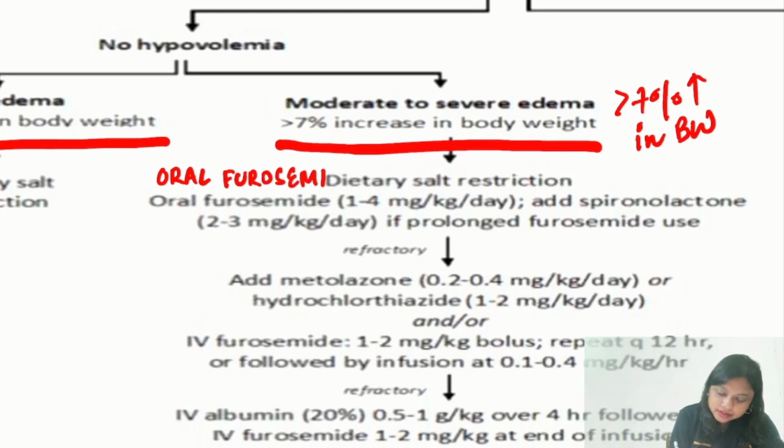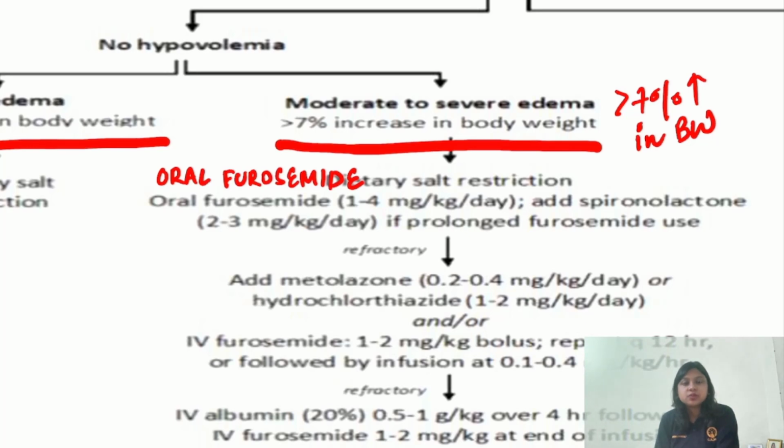You can add spironolactone, because if you are going to give furosemide for a long period of time, there can be a chance of potassium loss, so you need to spare the potassium. You need to add a potassium sparing agent. That's why you have to add spironolactone. So if you have already restricted salt, already added oral furosemide, but you're still having this edema and it is not responding, what are you going to do?